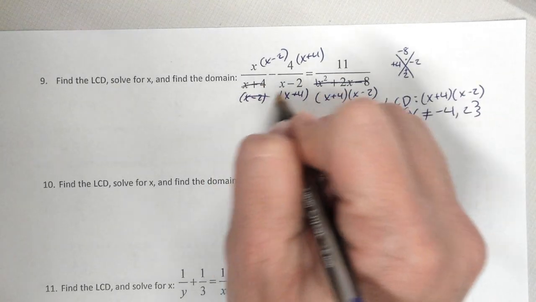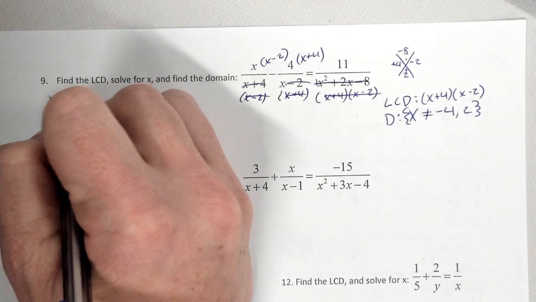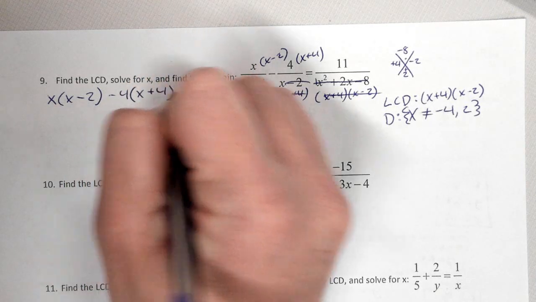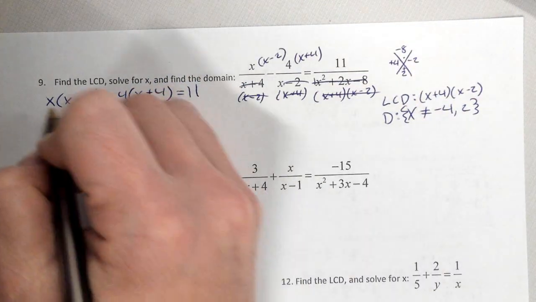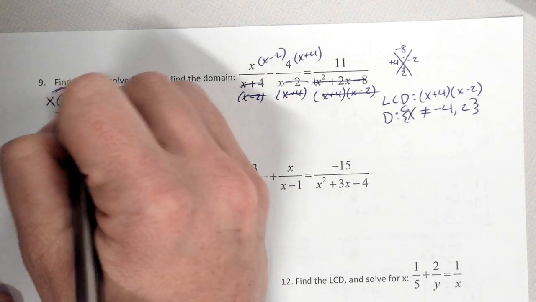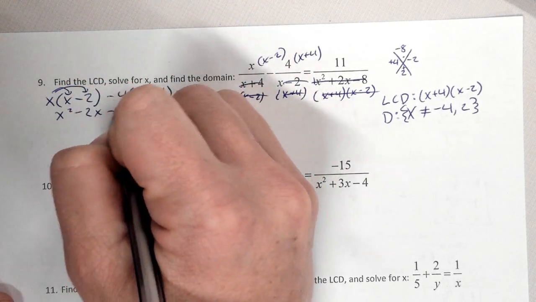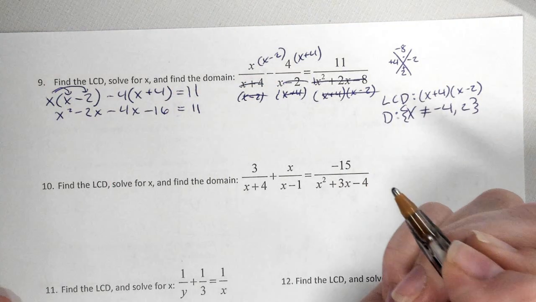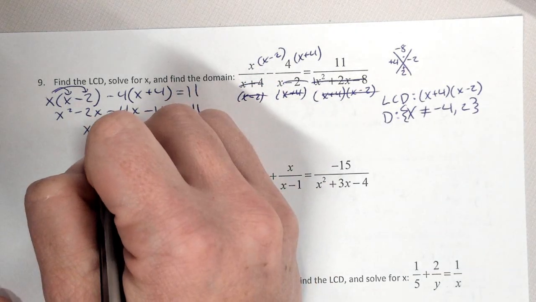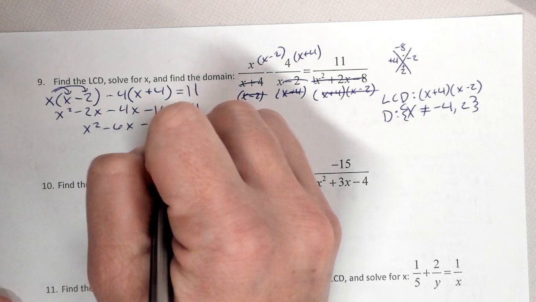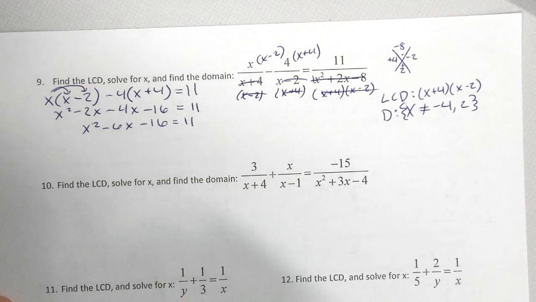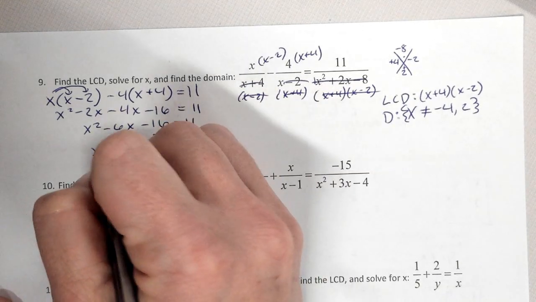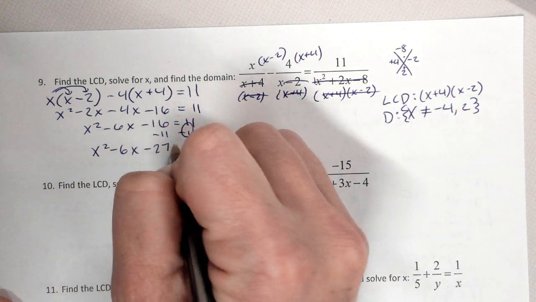Okay, so these cancel. And I get x times x minus 2 minus 4 times x plus 4 equals 11. So x times x is x squared minus 2x minus 4x minus 16 equals 11. X squared minus 6x minus 16 equals 11. Well, I have a squared, so I need to make this equal 0. So minus 11, minus 11. So I get x squared minus 6x minus 27 equals 0.